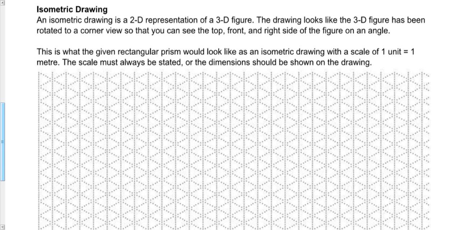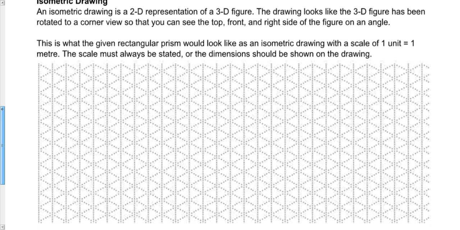Okay. So the drawing is going to end up looking three-dimensional, and we're going to actually rotate it to a corner view so that you can see both the top, the front, and the right-hand side of the figure all on an angle. Okay, and so we're going to use a rectangular prism again, and so we're going to see what it would look like as an isometric drawing if we were to draw it to a scale of 1 unit is equal to 1 meter. Okay, and so the scale, whenever you're doing drawings, you should always state the scale, or you should put the dimensions on the drawing to give the reader a good sense of the actual size that you're trying to convey in your drawing.